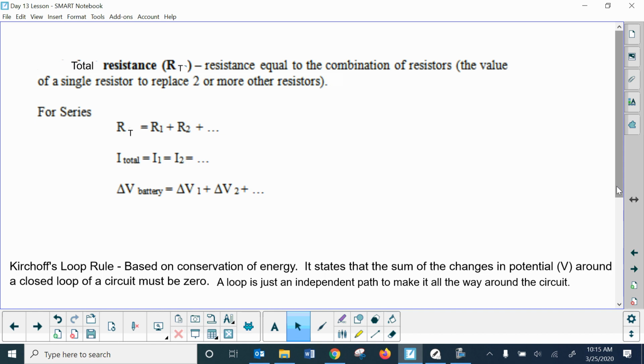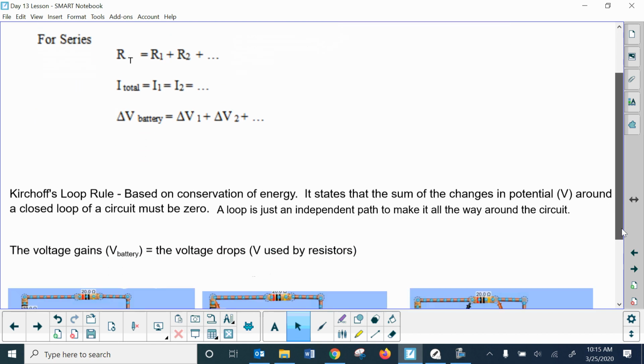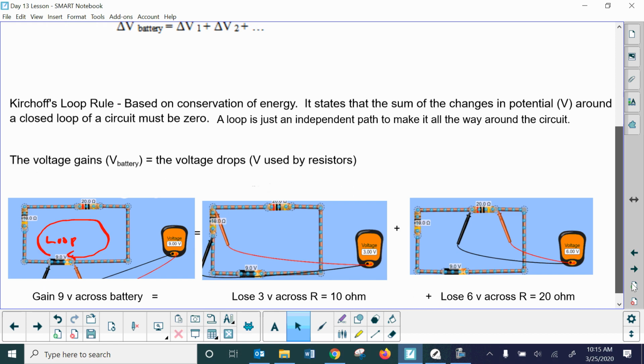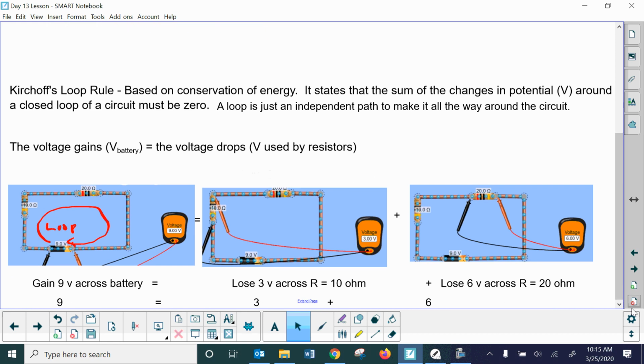I'm going to explain this a little better with what's called Kirchhoff's loop rule. I have some pictures down here that we'll go through. Kirchhoff's loop rule is based on conservation of energy. The energy of this whole circuit comes from the battery. And the energy, or potential or voltage, that it gains across the battery, it has to lose that amount of energy on its way back to the other side of the battery. A loop is just an independent path to make its way around the circuit. If you look at this small picture down here, this is one loop.